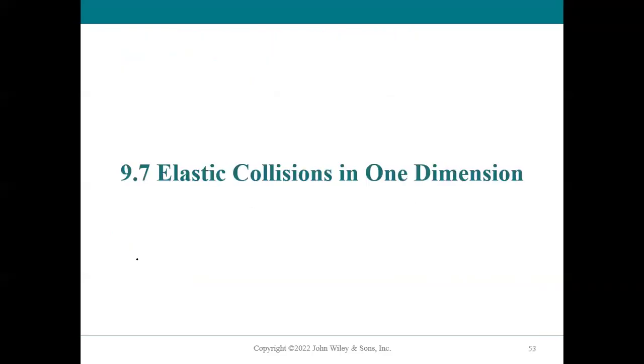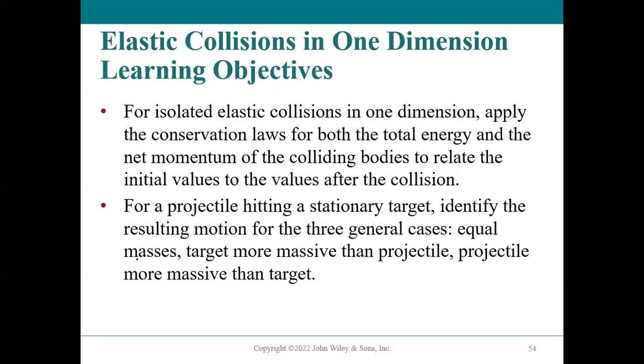Okay, and then elastic collision in one dimension. Our objective is, for an isolated elastic collision in one dimension, to apply the conservation laws for both the total energy and momentum of the colliding bodies to relate the initial values to the values after the collision. And for a projectile hitting a stationary target, identify the resulting motion for the three general cases: equal mass, target more massive than projectile, and projectile more massive than target.